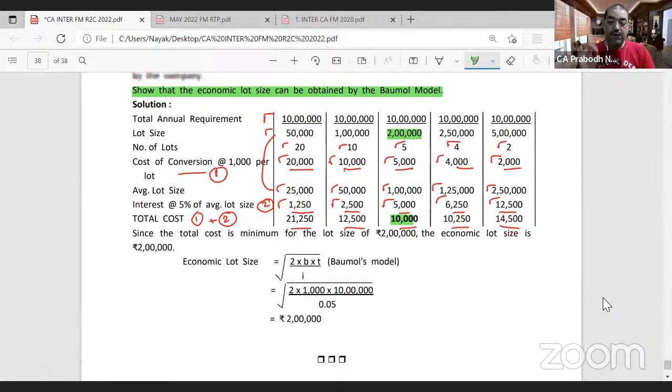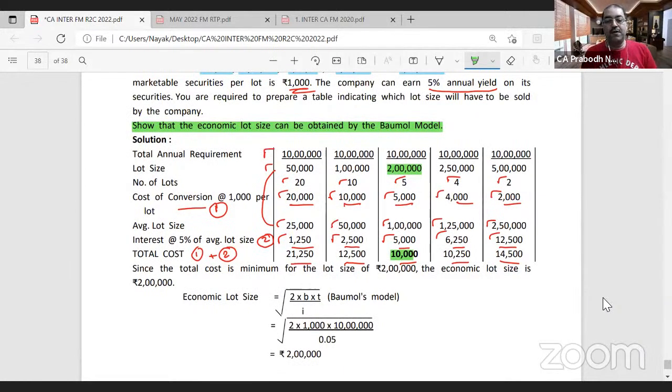Now, in most of the answer papers, when this type of question had come, students directly wrote the formula and calculated. So they had only one part of the problem. This part was not given at all. So how can we give marks to the students? Because the question is not to calculate the economic lot size by Baumol's model.